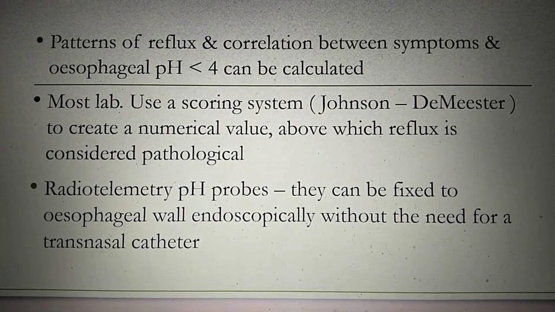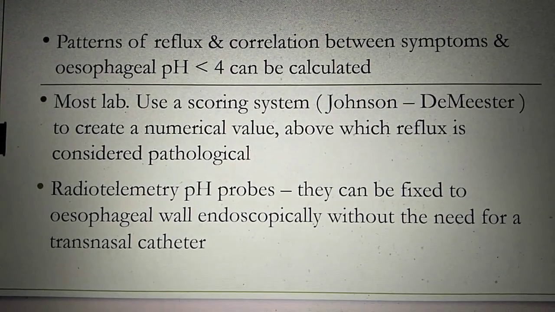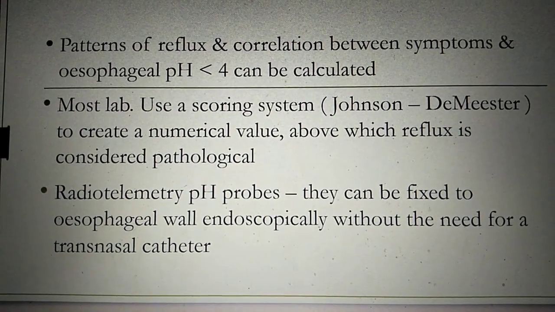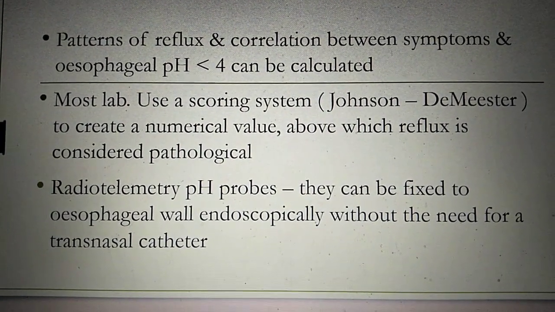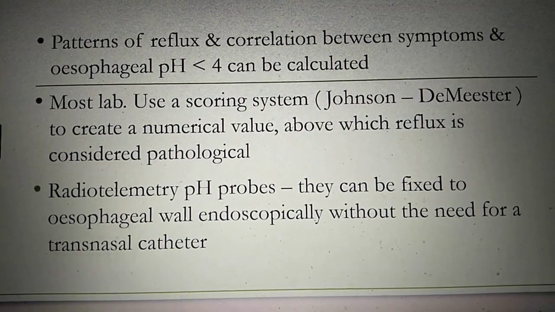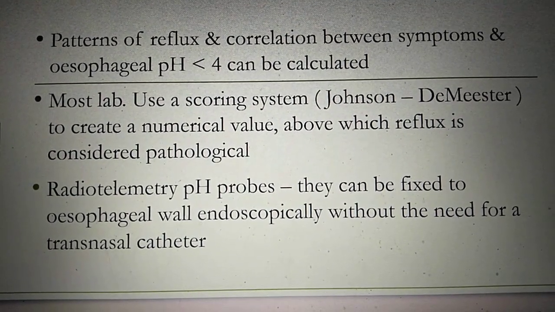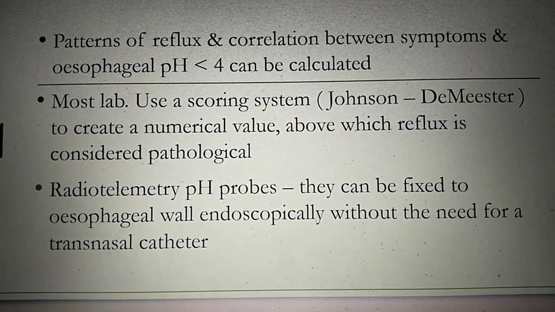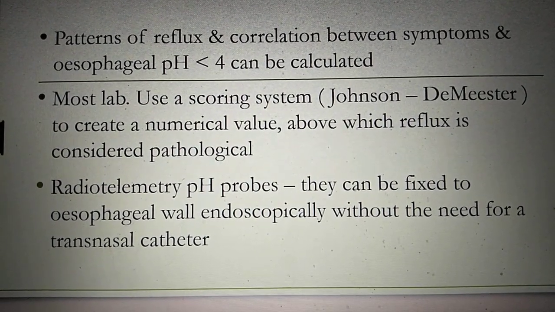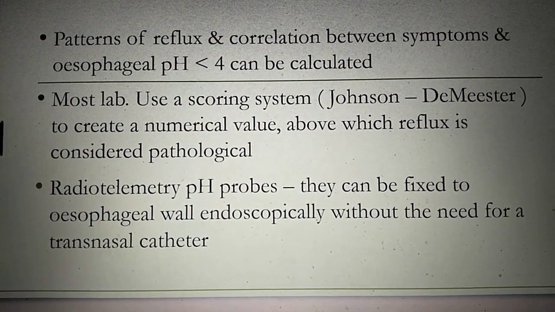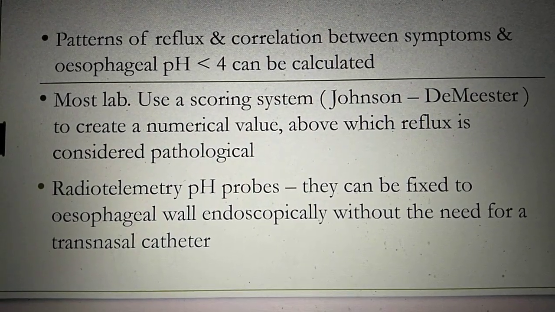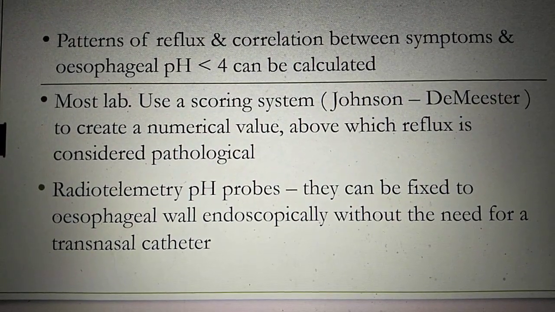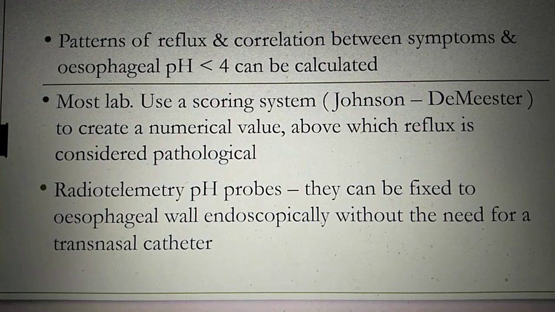The patterns of reflux and the correlation between symptoms and esophageal pH less than 4 can be calculated. Most labs use a scoring system to create a numerical value, a scoring system like Johnson DeMeester. DeMeester was a professor in the USA. Above this numerical value, the reflux is considered pathological.